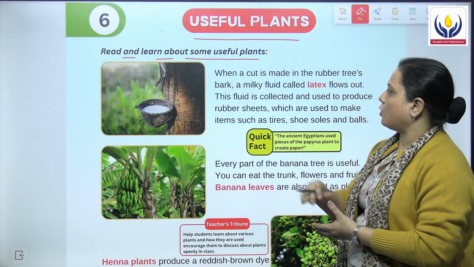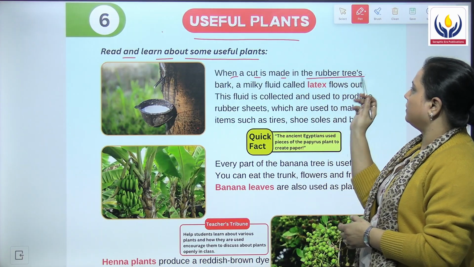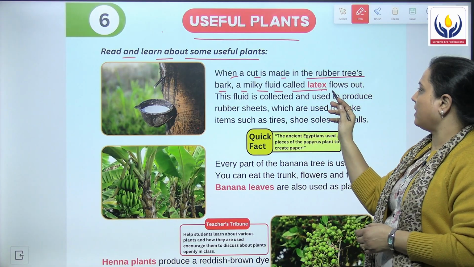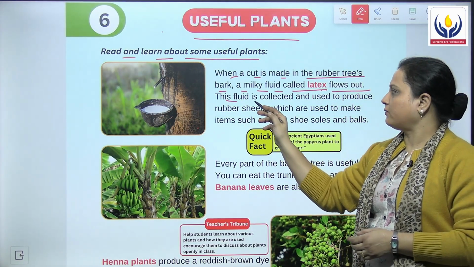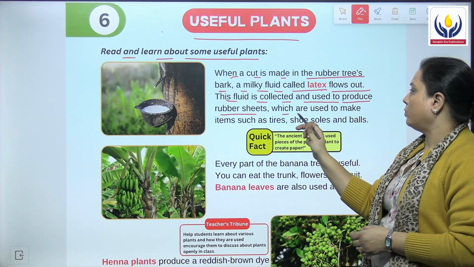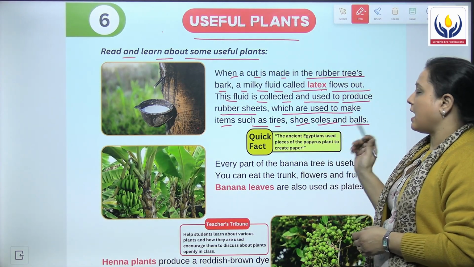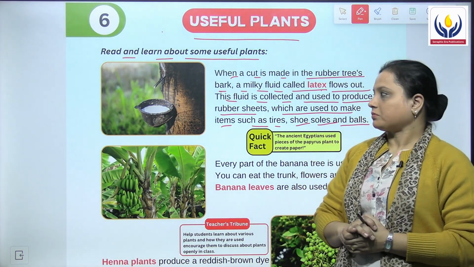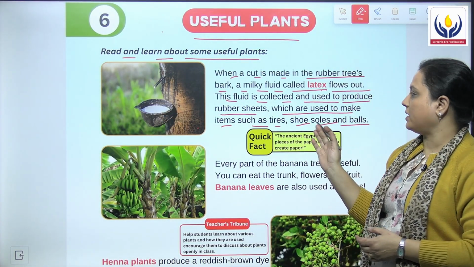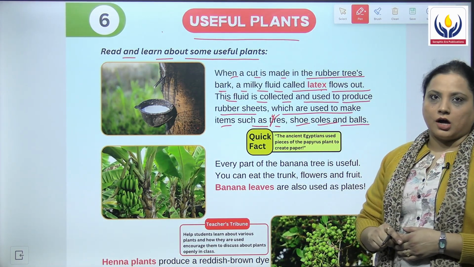The first image is of a rubber plant. When a cut is made in the rubber tree's bark, a milky fluid called latex flows out, and this fluid is collected and used to produce rubber sheets, which are used to make items such as tires, shoe soles and balls, etc. So, what is this milky fluid used for? It is used for making tires, shoe soles and balls, etc.